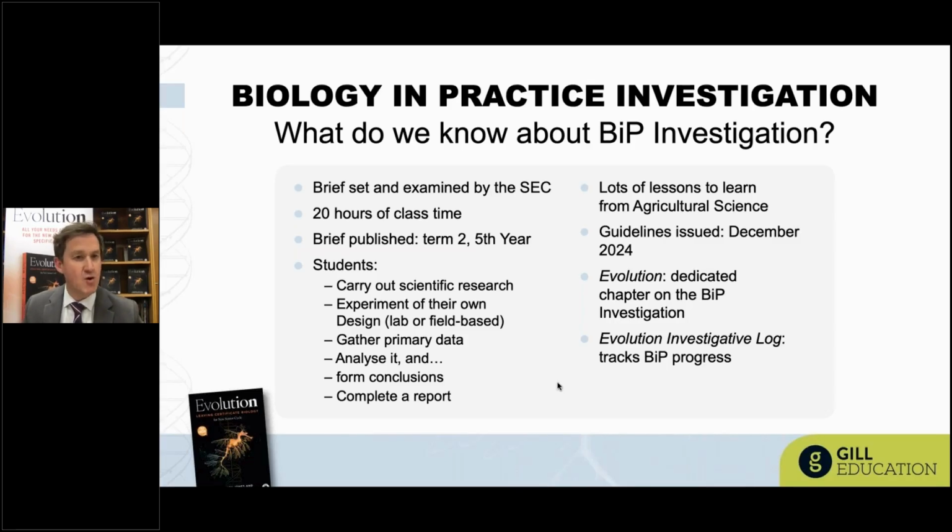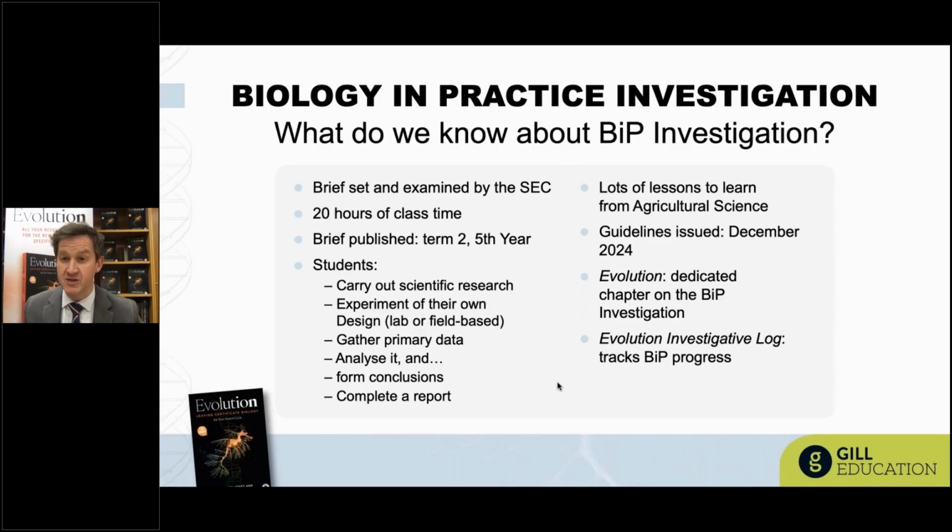And then over the course of a year, but using 20 hours of class time, the students carry out all the various aspects of the brief. So they will carry out scientific research on the topic within the brief, design their own experiment, gather primary data, analyze that data, form conclusions based around that, and of course complete a report. I think we've got a lot of lessons to learn here from agricultural science and their individual investigative study.